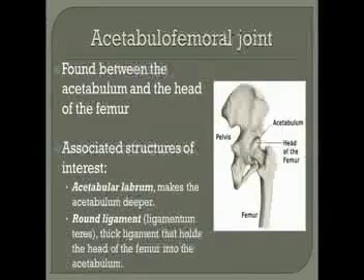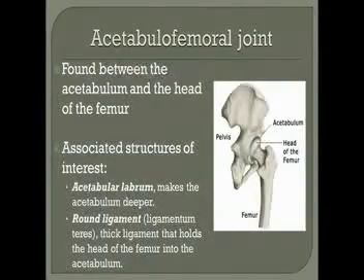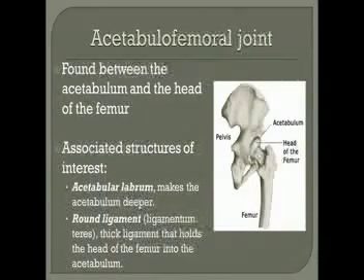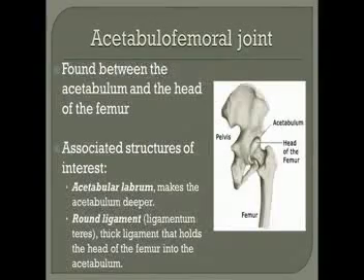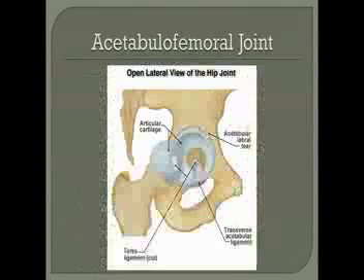Next, the acetabulofemoral joint is found between the acetabulum and the head of the femur, very easily identified on the picture to the right. Associated structures that we're interested in are the acetabular labrum. This is a connective tissue bundle that makes the acetabulum deeper, provides a lip per se, and the round ligament, or the ligamentum teres. This is a thick ligament that holds the head of the femur into the acetabulum.